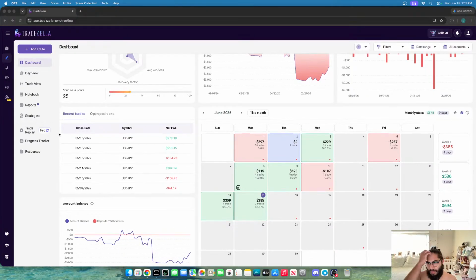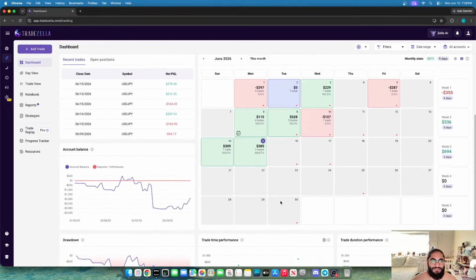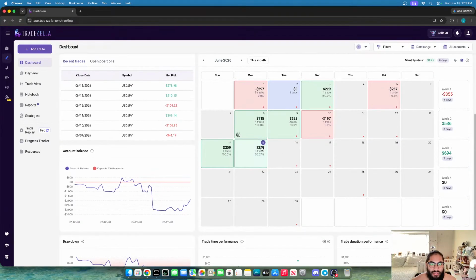So, trade recap, right? At this time, we are currently up for the week, right? $694 in just 2 days. So, really, really good.